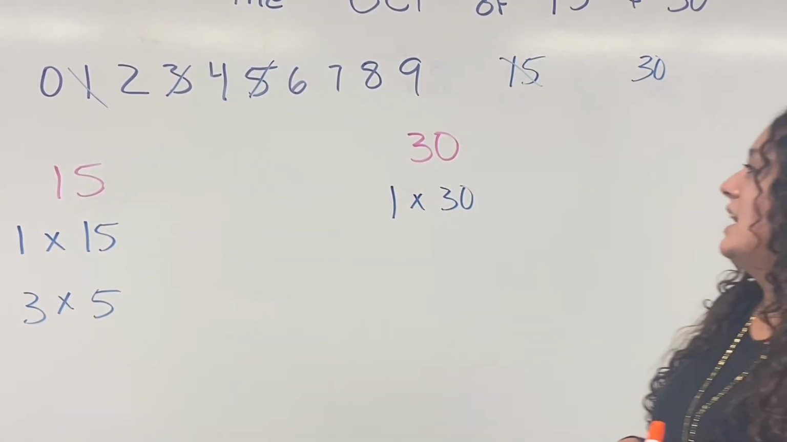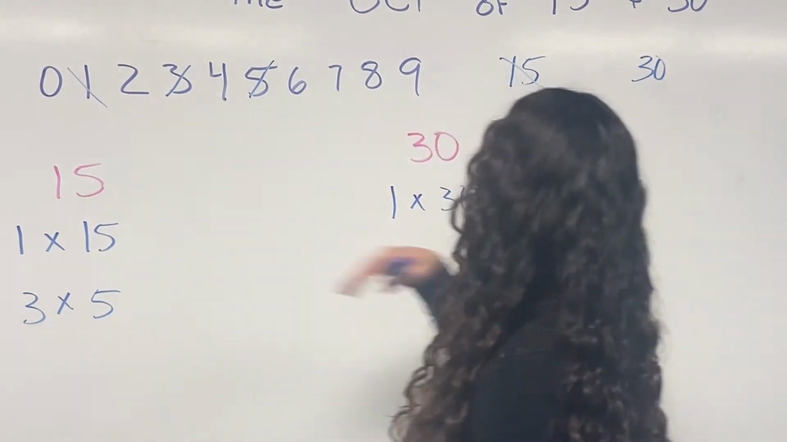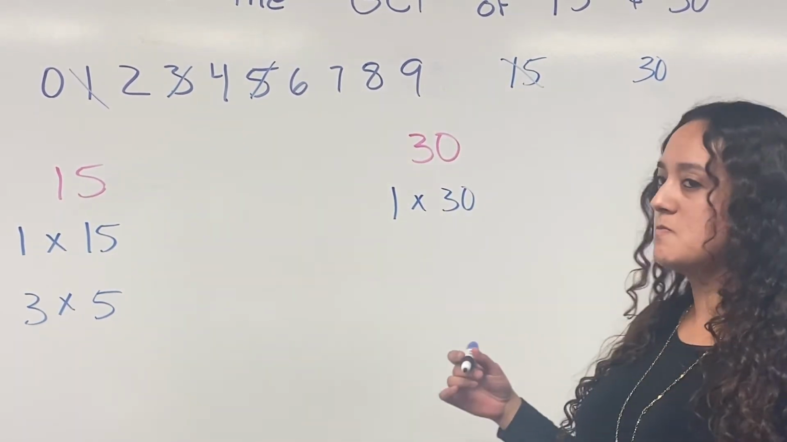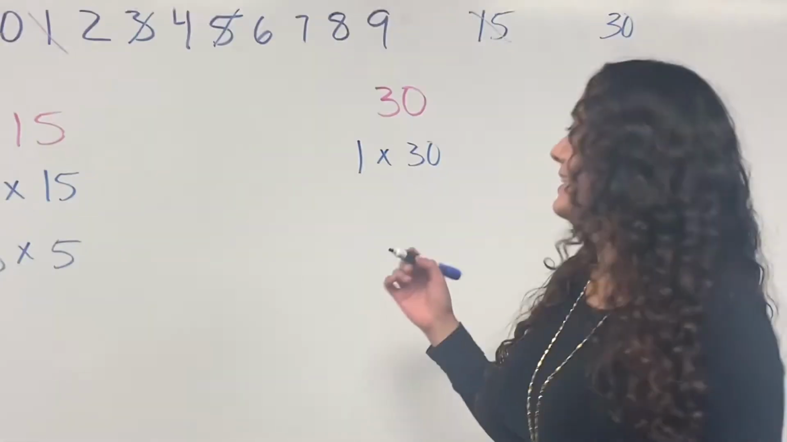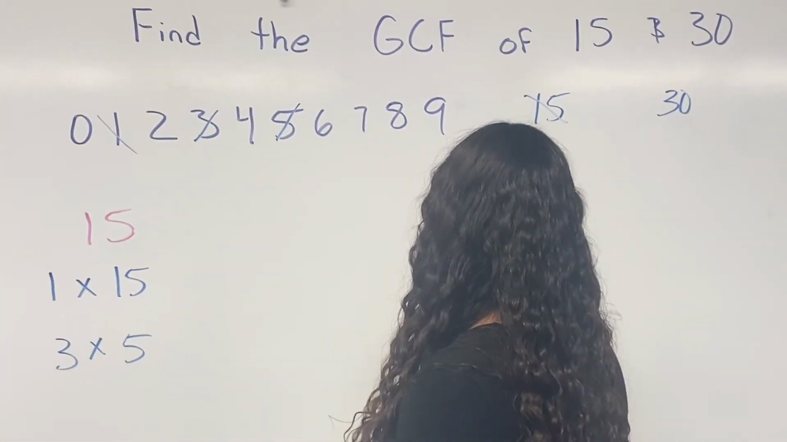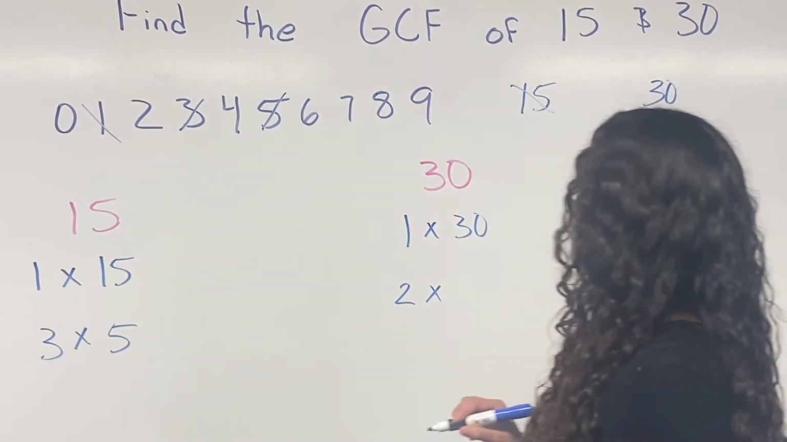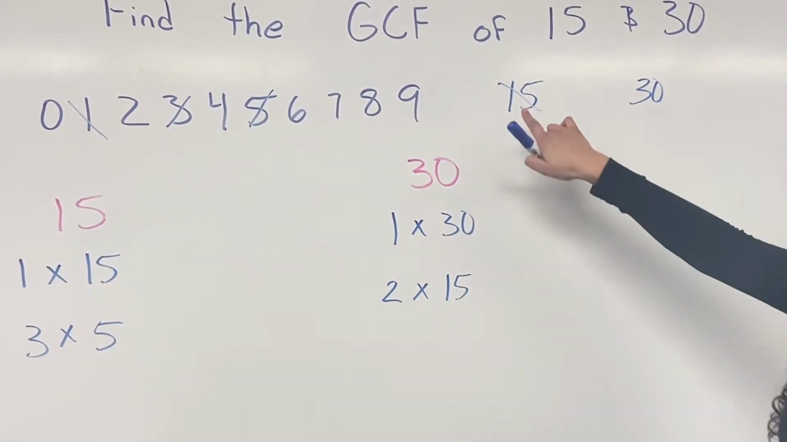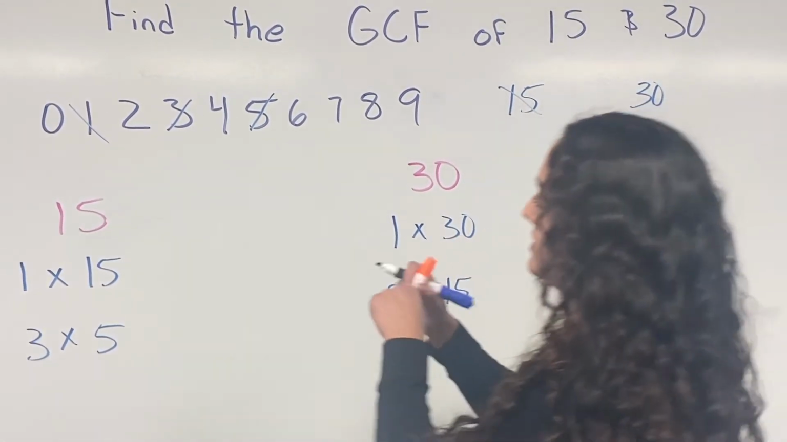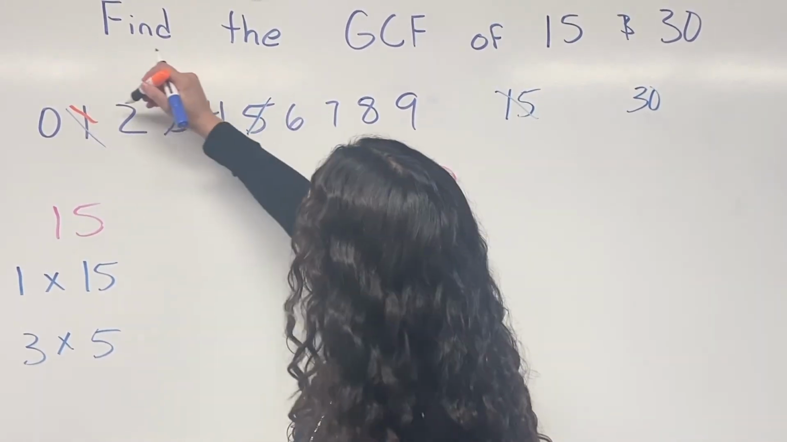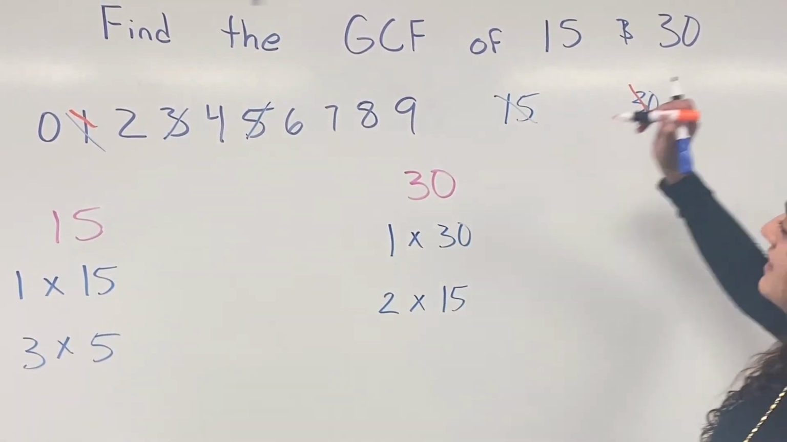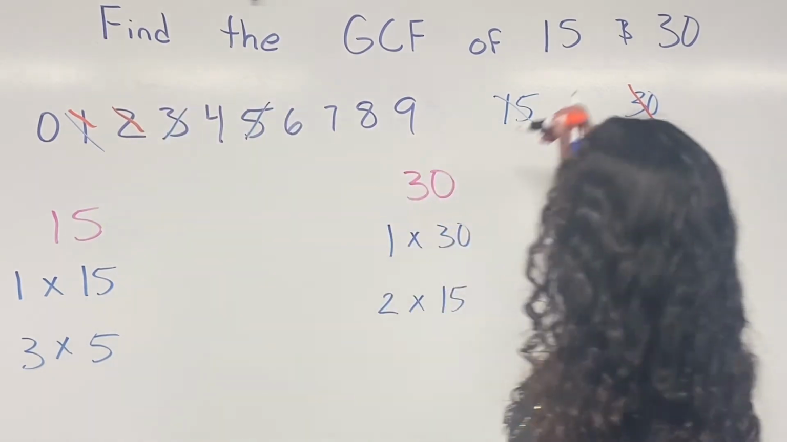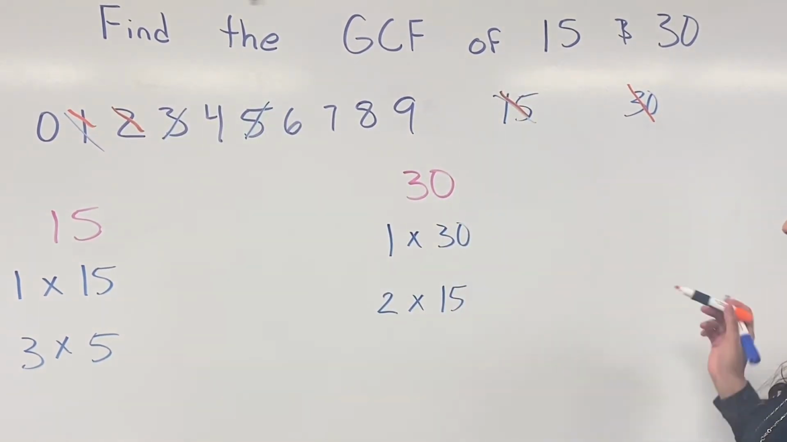All right. Then 2 times something, can that give me 30? Yes. 2 times what? 15. Oh my goodness. And look, 15 came out over here again. So look, now I'm going to cross off the numbers I used. I used 1 times 30. And now I'm using 2 times 15. And that's going to give me 30.